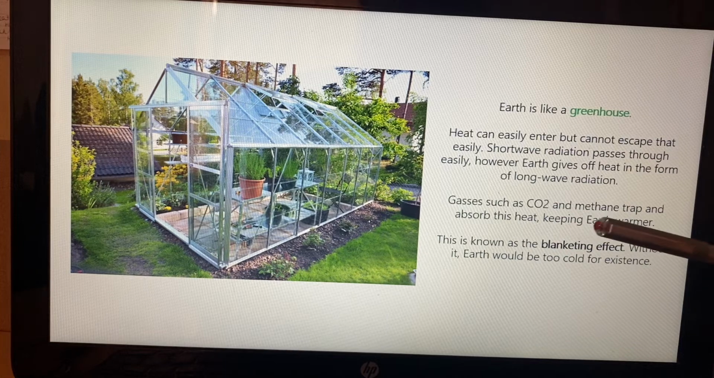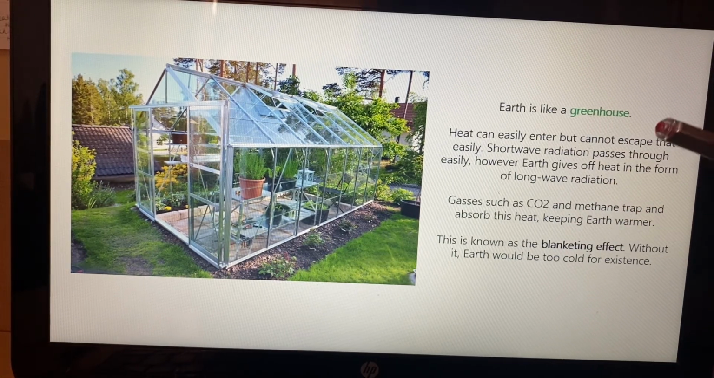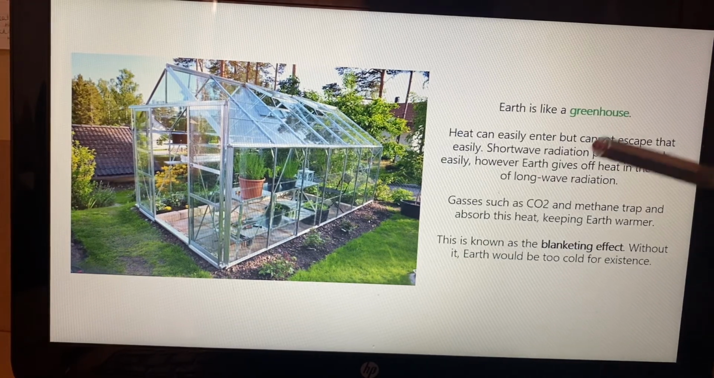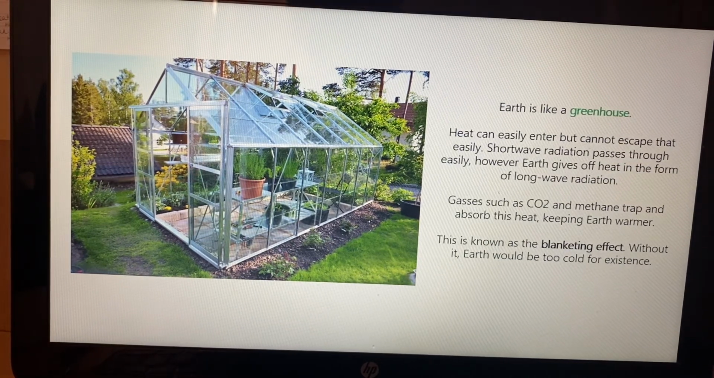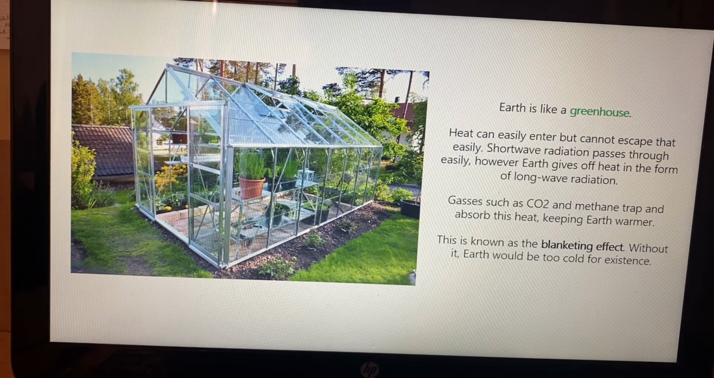Now that's needed, it is vital, but now we have an excess amount because of humans, isn't it? So we call that a blanketing effect. When you're talking about human causes of climate change, which I'm going to go through right now, make sure you link it back to the greenhouse effect, the enhanced greenhouse effect. Blanketing effect, it's like a blanket. It's preventing the heat from leaving, which is good, but we have too much of it now, where we're seeing terrible things such as ice caps melting and more intense tropical storms and wildfires.